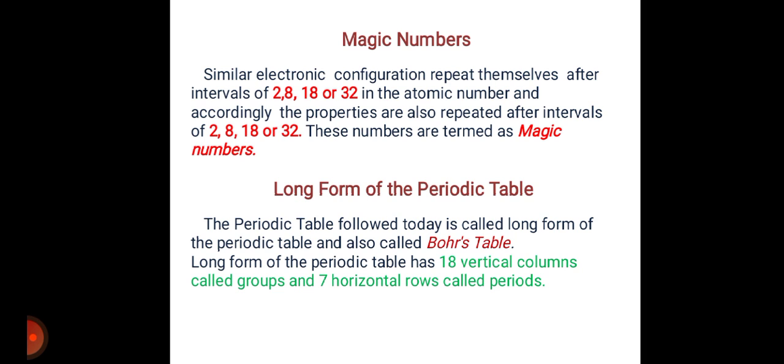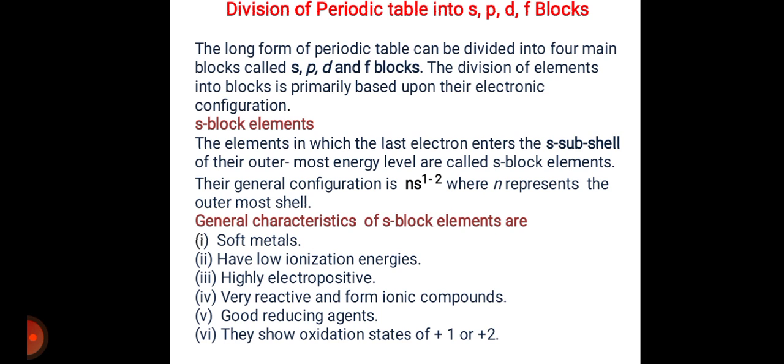And then what is the long form of the periodic table? The periodic table followed today is called the long form of the periodic table and also called the Bohr table. The long form of the periodic table has 18 vertical columns called groups and 7 horizontal rows called periods.